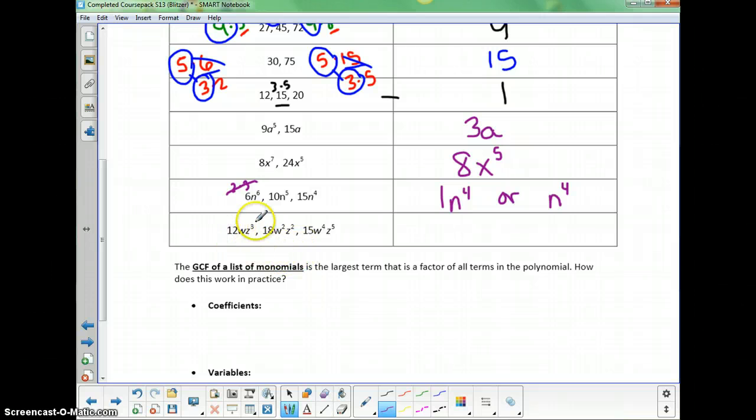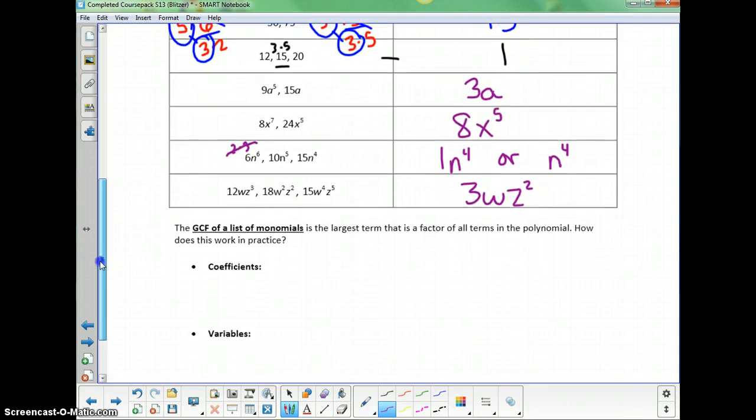And our last one here, 12, 18, and 15. 3 goes into all of those. Nothing more than 3. I know that because 3 times 5 is 15, and 5 won't go into these. So it's going to be 3, w to the first, the lowest power of w, and z to the second. That's the smallest z value that we see. So the combination of those is 3wz squared.